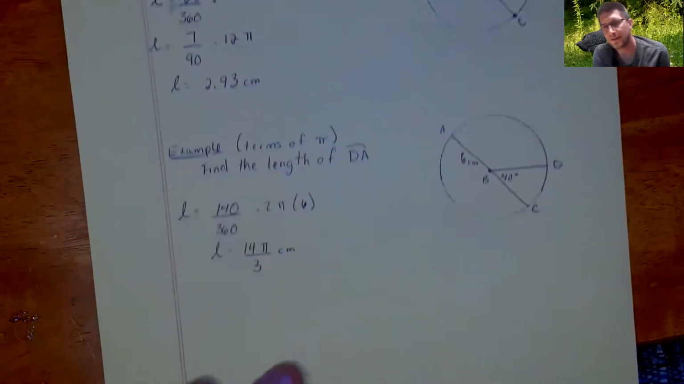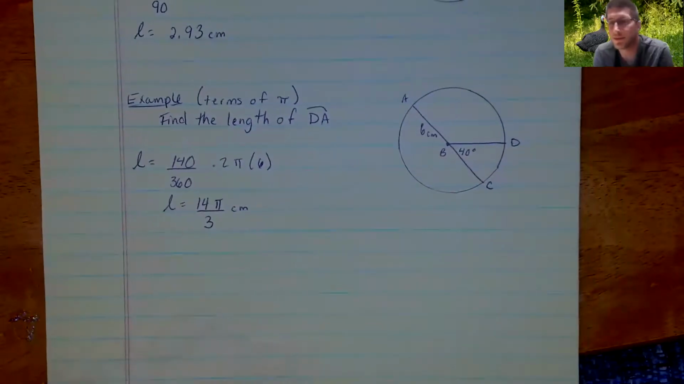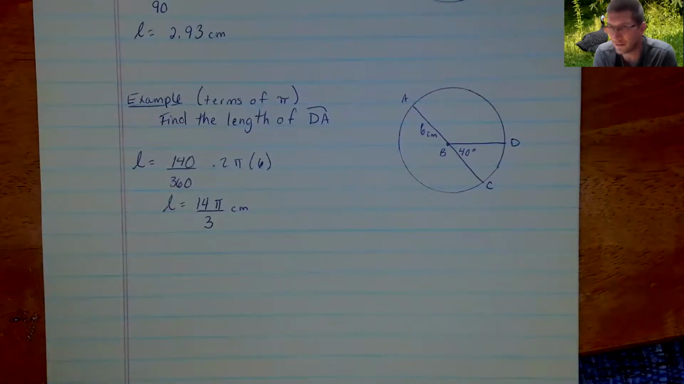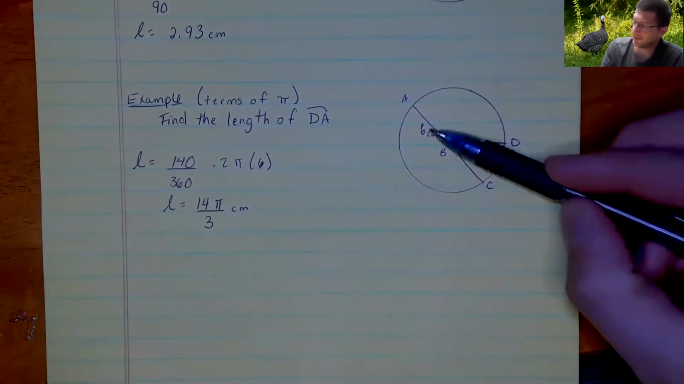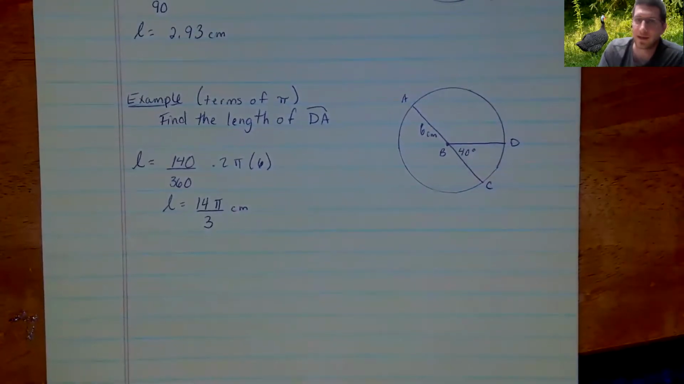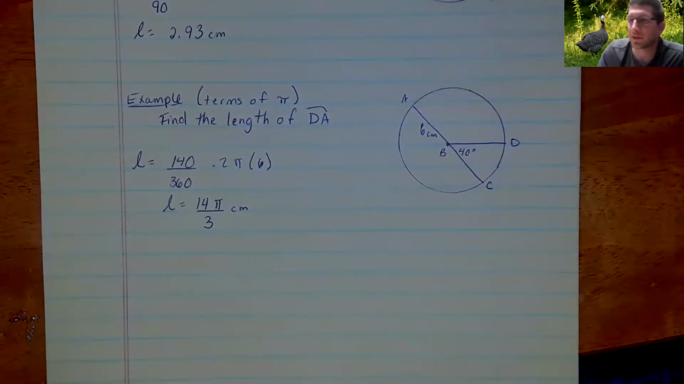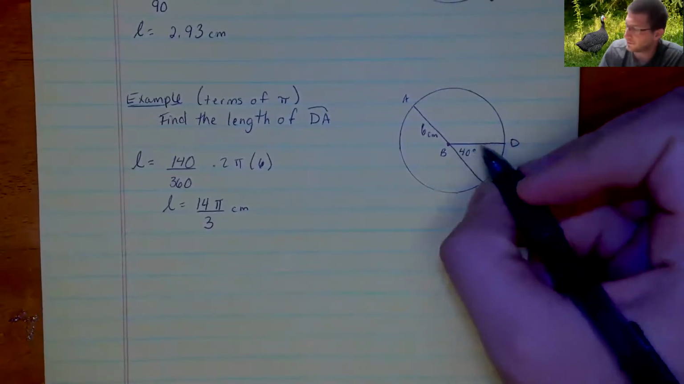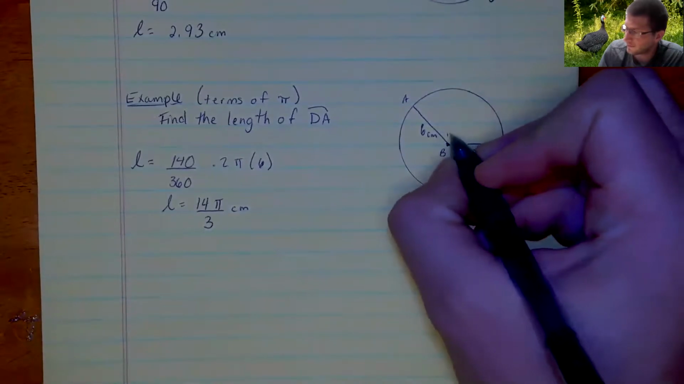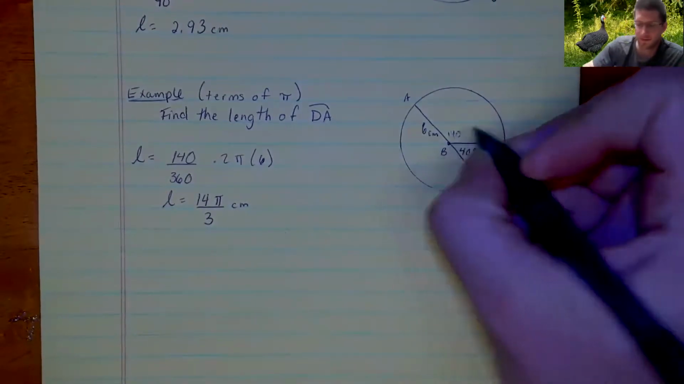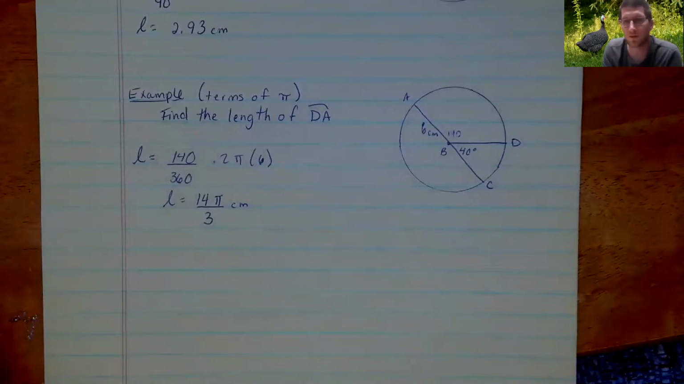And then for our last example here, this one says leave in terms of pi. Find the length of arc DA. Well, DA, they didn't actually give us a measurement for the angle, right? They gave us DC's central angle as 40 degrees, but they didn't give us this ABD angle measure. However, I know that AC is a diameter. Diameters create semicircles. Semicircles are 180 degrees. Straight lines are 180 degrees. So if this is 40, this would have to be 140. Okay, my pen is dying there, so that's 140 degrees.